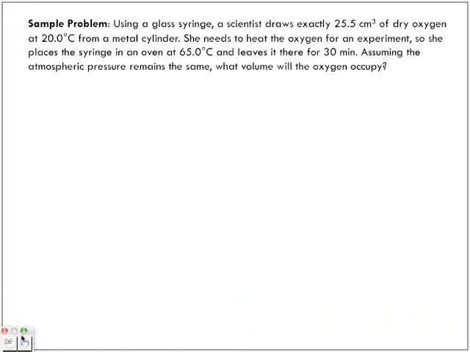So let's look at our first sample problem. Using a glass syringe, a scientist draws exactly 25.5 centimeters cubed of dry oxygen at 20.0 degrees Celsius from a metal cylinder. She needs to heat the oxygen for an experiment. So she places the syringe in an oven at 65.0 degrees Celsius. So she's putting it in a condition where the temperature will increase, and leaves it there for 30 minutes. Assuming the atmospheric pressure remains the same, what volume will the oxygen occupy?